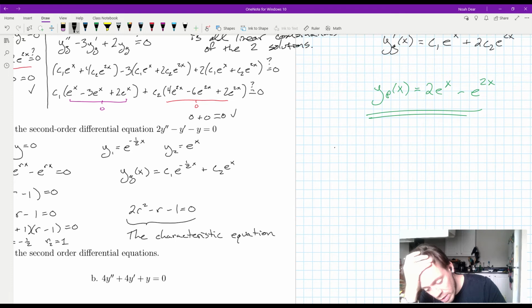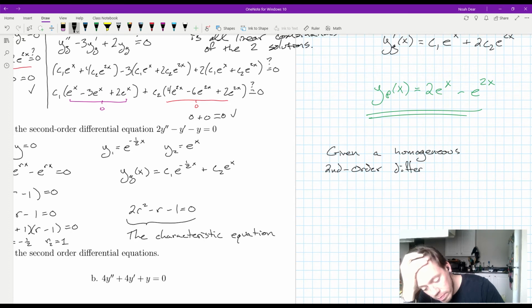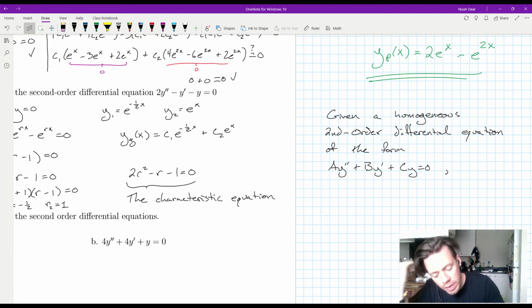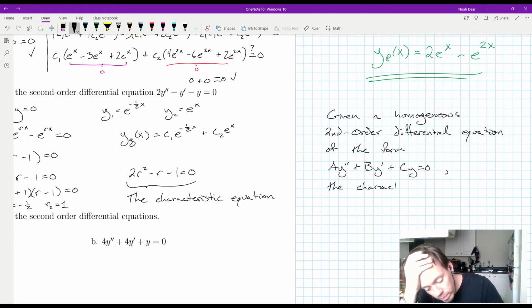So we'll state this generally now. Given a homogeneous second order differential equation of the form a y double prime plus b y prime plus c y equals 0, the characteristic equation is a r squared plus b r plus c equals 0.